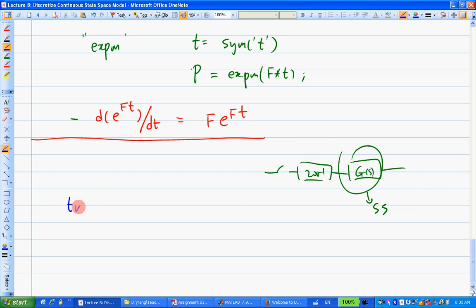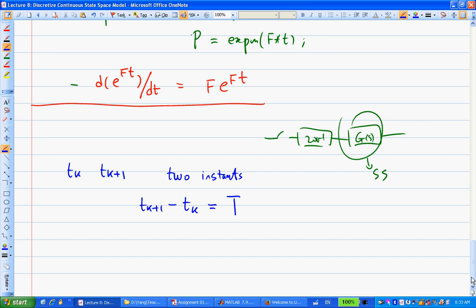So let's take t_k and t_k plus 1. Basically I'm going to look at two time instants, and they are two successive instants. One is k plus 1. Let's simply put it, the difference between the two time instants is going to be our sampling time T. So this is for any k here.